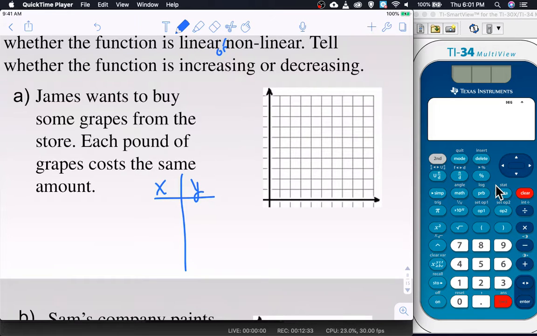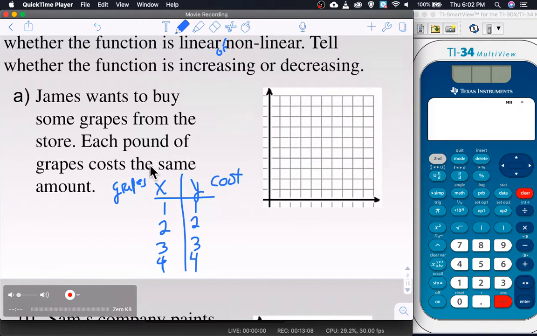So he wants to buy some grapes. Each pound of grapes costs the same. So we've got grapes and we've got our cost. Let's say he buys 1 pound of grapes. Let's make up a cost. It doesn't matter how much they cost. Let's say they cost $1. If he buys 2 pounds of grapes, how much is that going to cost him? $2. $1 each. If he buys 3 pounds of grapes, that's going to cost $3. And 4 pounds of grapes is $4.